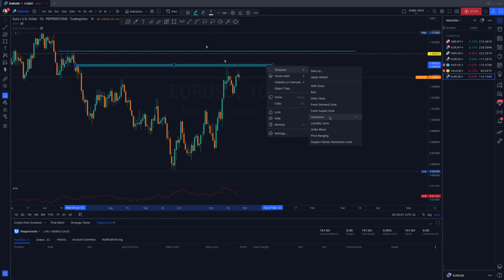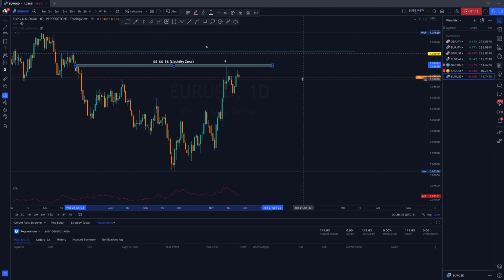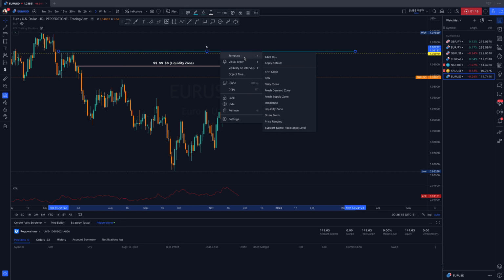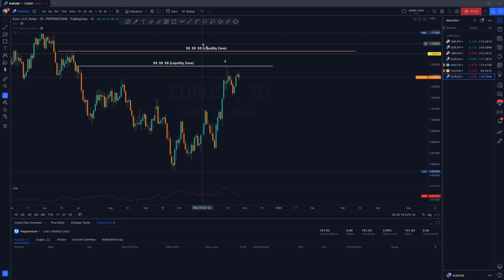I'll put a template there. I'll call it a liquidity zone. So this is a liquidity zone, and this is also another liquidity zone that's just slightly on top of it. So we do have two liquidity zones. So price did not reach this place. So it reached here and it reversed.